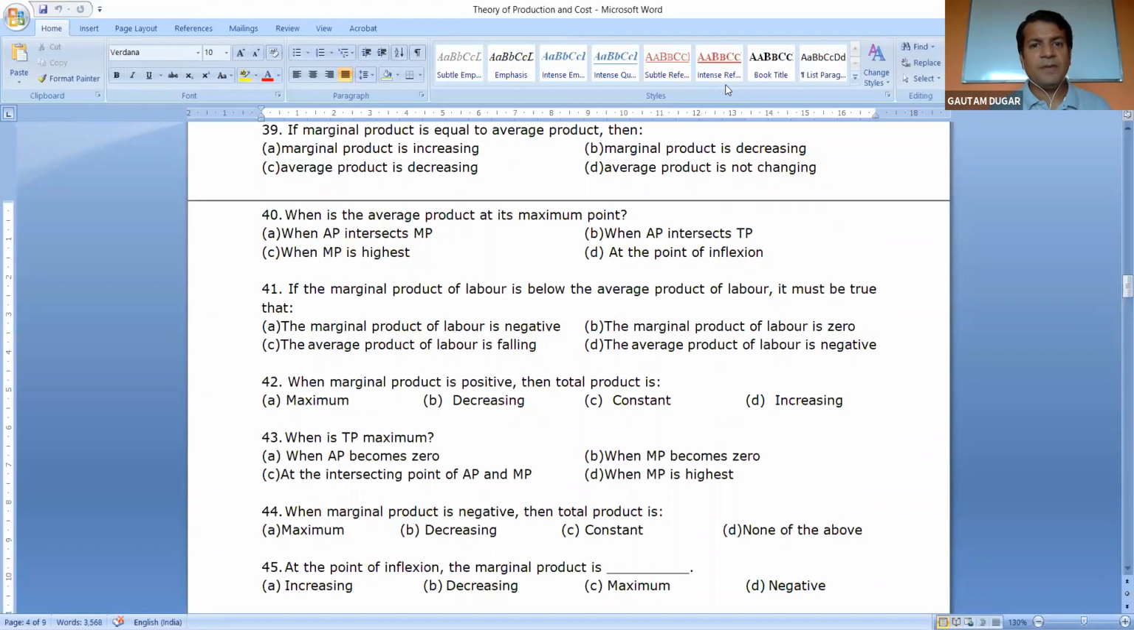Coming to 41. If MP is below AP. When is MP below? You remember, in the first stage, MP is greater than AP. In the second stage, when average product is falling, then MP is lower than AP. In the second stage, when AP starts falling, MP becomes lower than AP.